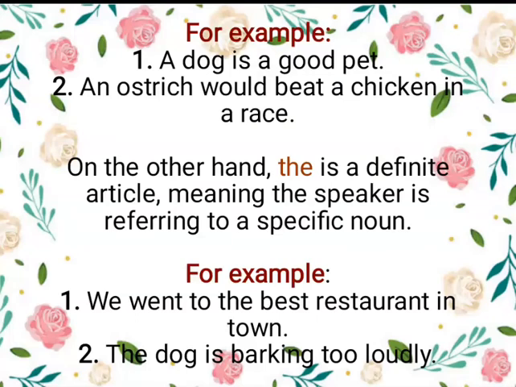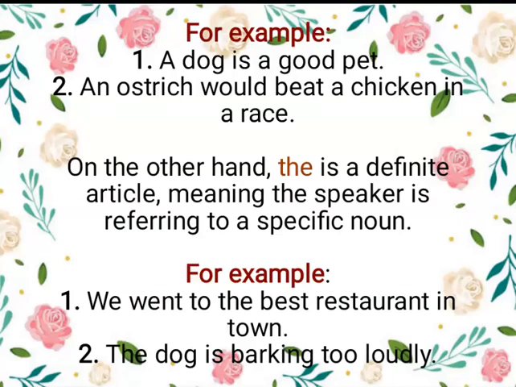Okay, let's proceed. On the other hand, "the" is a definite article, meaning the speaker is referring to a specific noun. Unlike your a and an that are generalizing everything, making everything a general version, here the speaker is telling you that he or she is talking about a particular or a specific noun. Let's take, for example, we went to the best restaurant in town.